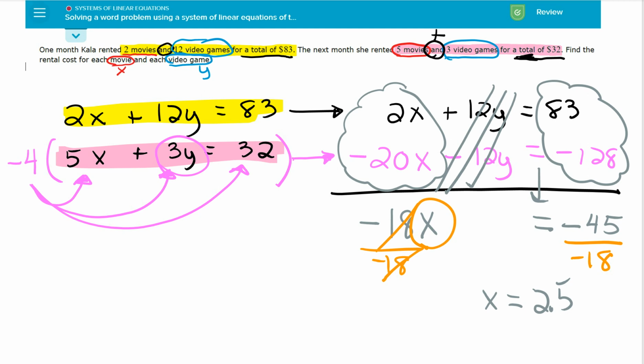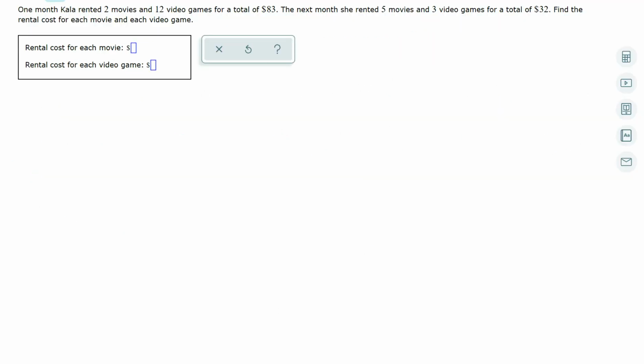2.5. So that tells me x, remember x up here, x was the number of movies, right? So my movies are going to cost $2.50. So let me go back to here. I'm going to type in 2.5, $2.50. And then they want to know what's the rental cost for each video.